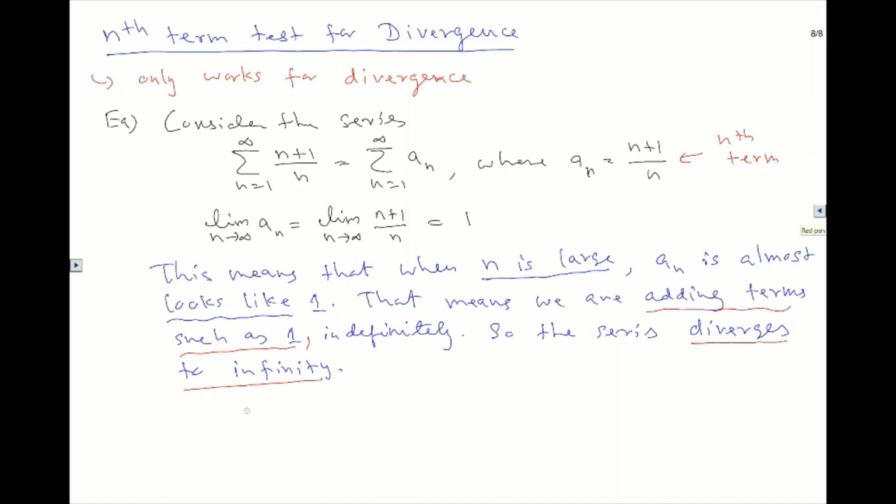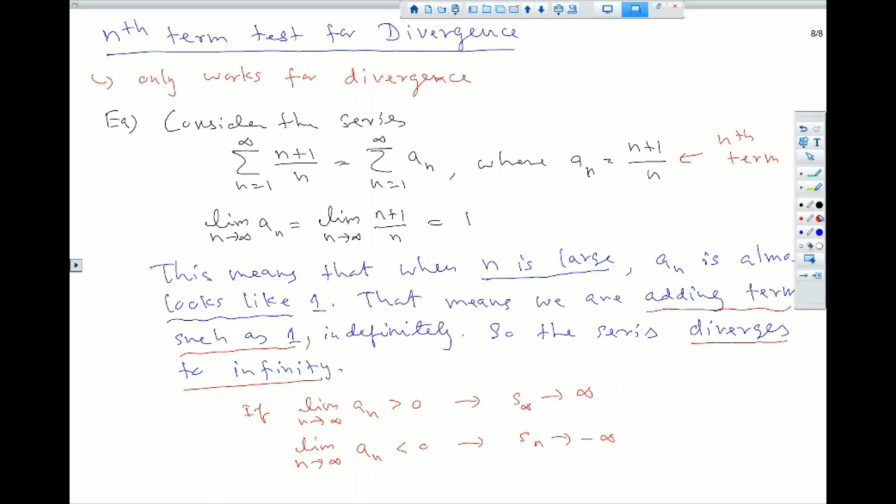Simply, if the limit as n goes to infinity of a_n is positive, then S_n goes to positive infinity. If it is a negative number, then S_n goes to negative infinity. Depending on what sign you get, that determines which infinity. Very good. So let's look at the theorem now, the result. So what's the result? Theorem.